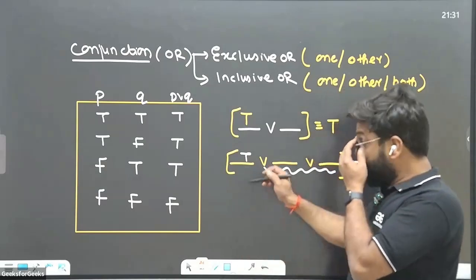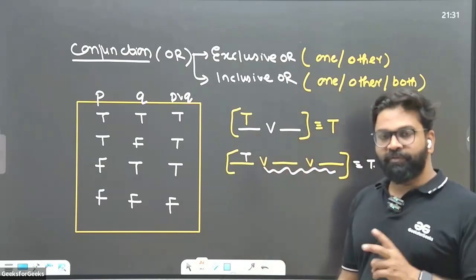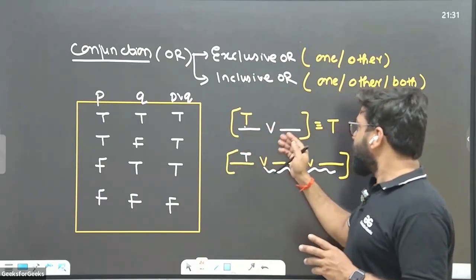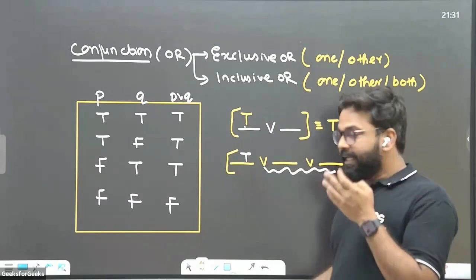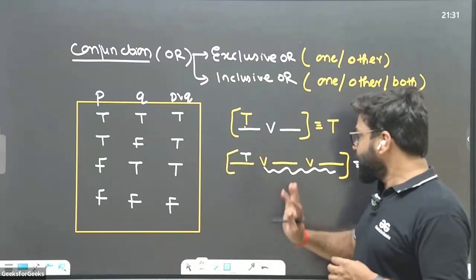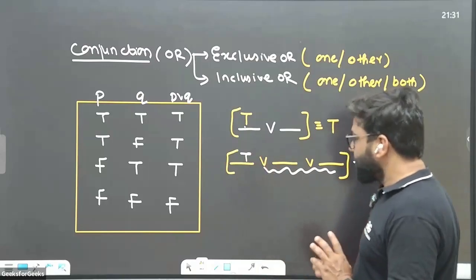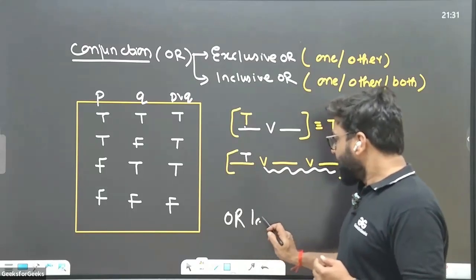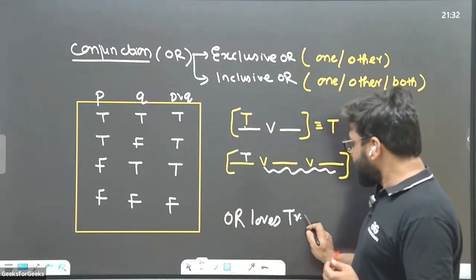So here also, if your compound is made up of two simple propositional statements, and if one of them is true, then true sees the or, and the whole statement will become true. Here, if your compound is made up of three simple propositional statements, and one of them is true, then true sees the or, and the whole statement is true. In simple language, we can say that or loves true. So these two things you have to remember.